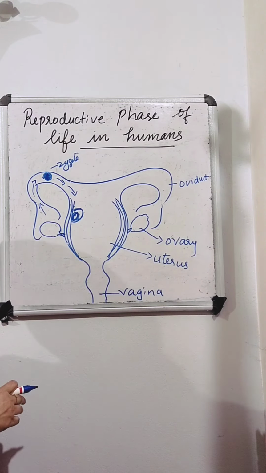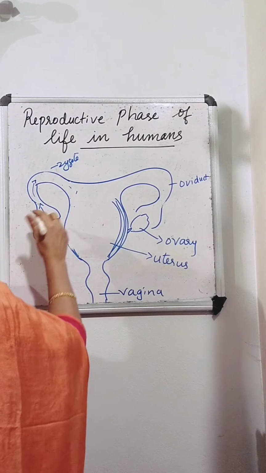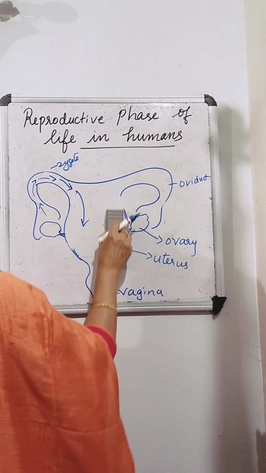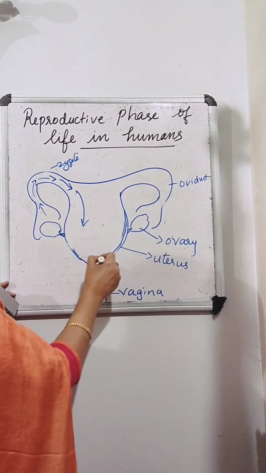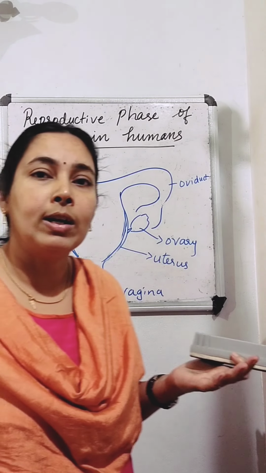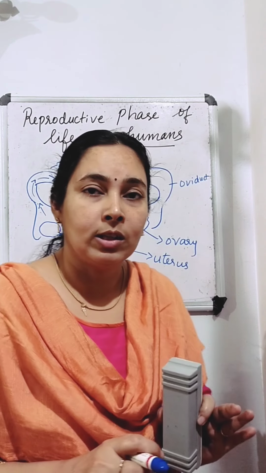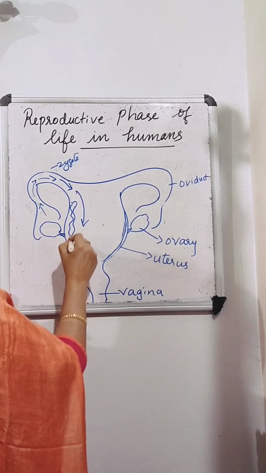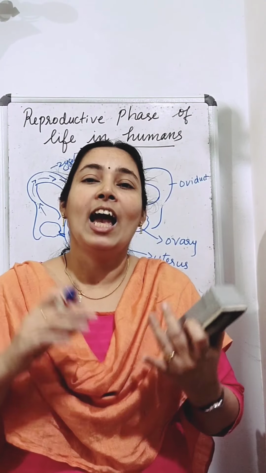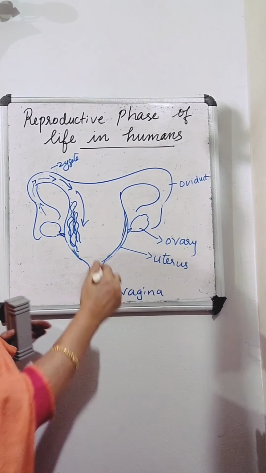But if fertilization does not take place, what happens? The ovary will release the ovum, and the ovum will move through this and reach the uterus. And when it reaches the uterus, it begins to degenerate. And what about the lining of the uterus? If fertilization does not take place, there is no embryo, so there is no use for that lining. So the lining of the uterus will also shed off. So if fertilization does not occur, the released egg and the thickened lining of the uterus along with its blood vessels are shed off and passed out through the vagina.